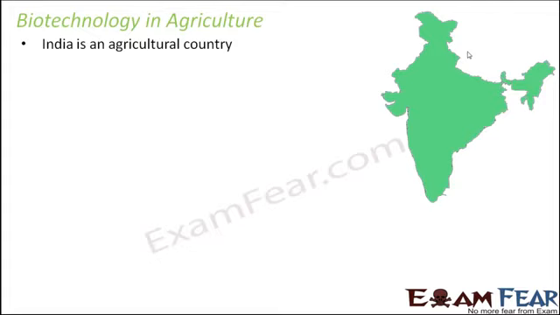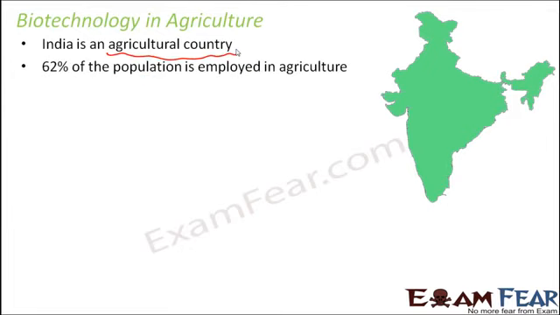Now, as I mentioned, India is an agricultural country. What do we mean when we say that? It means 62% of the population of our country is employed in agriculture. So these 62% not only derive their food from agriculture, but their employment and earning also come from agriculture. If you look at the percentage, it's huge. Out of 100 people, 62 are dependent on agriculture. So if there is no agriculture, this 62% of the population is going to be adversely affected directly.